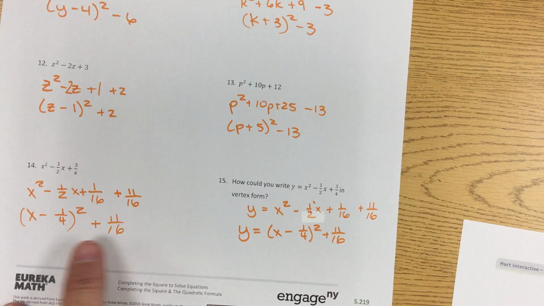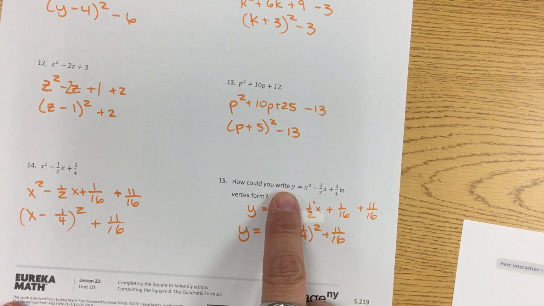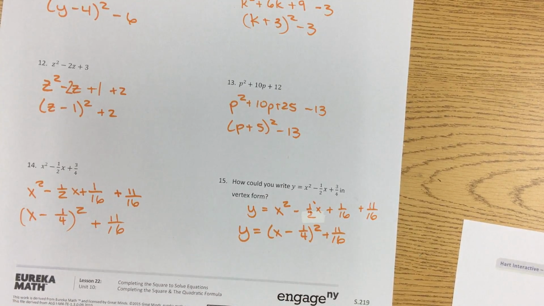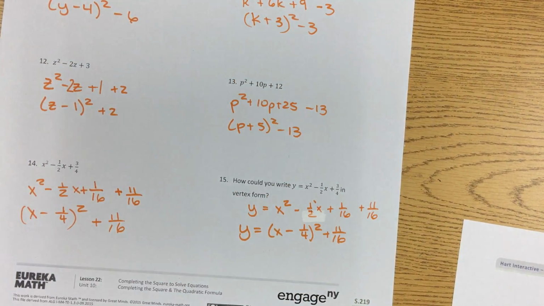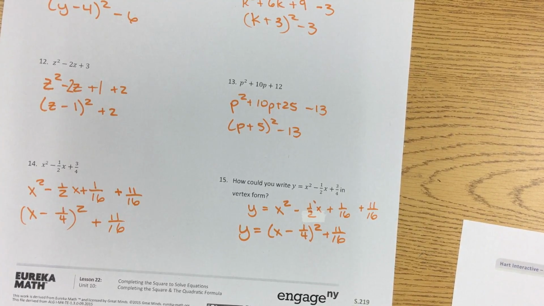Did you notice that as soon as I put it into y equals, that I then have the vertex form? All I would have had to do is make these y equal, and they would be in vertex form. So that is lesson 22.